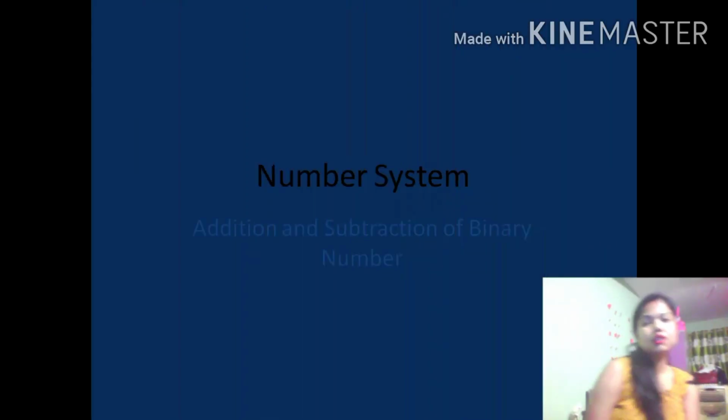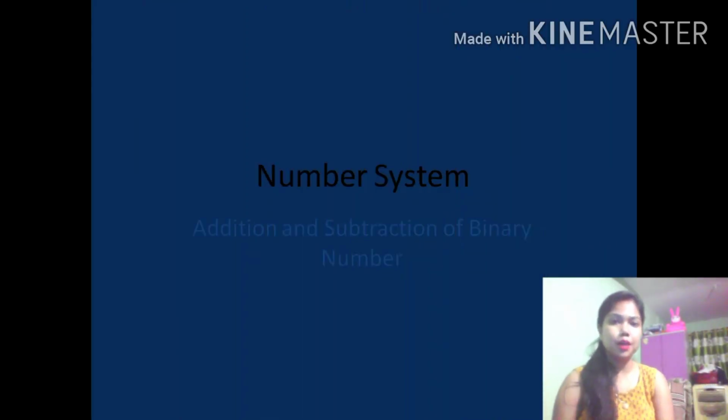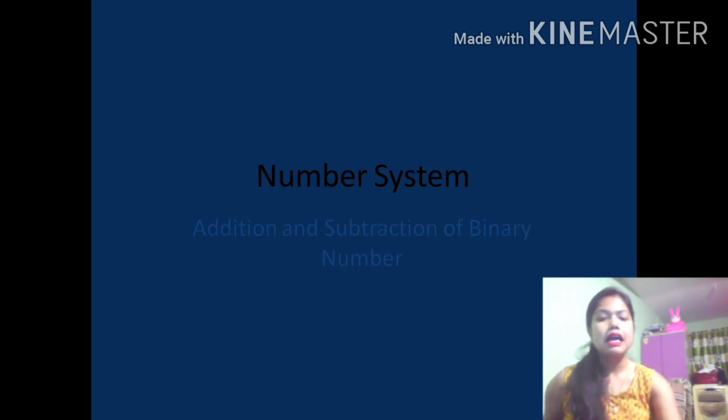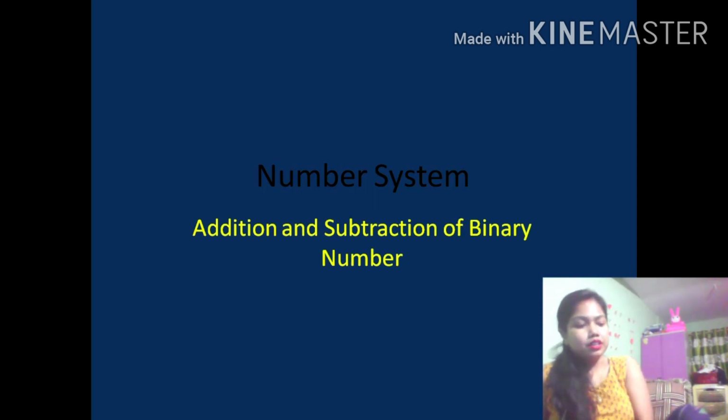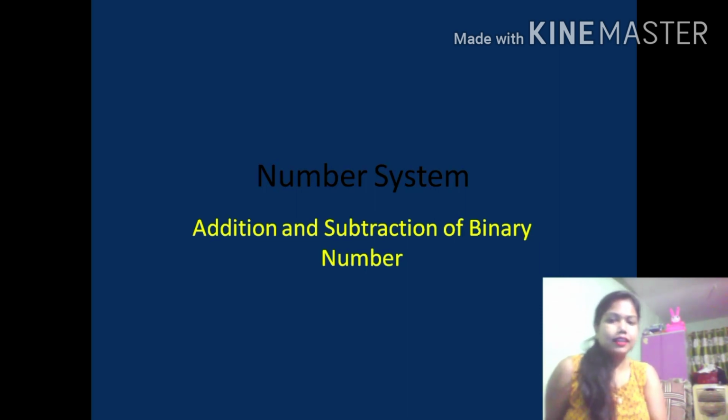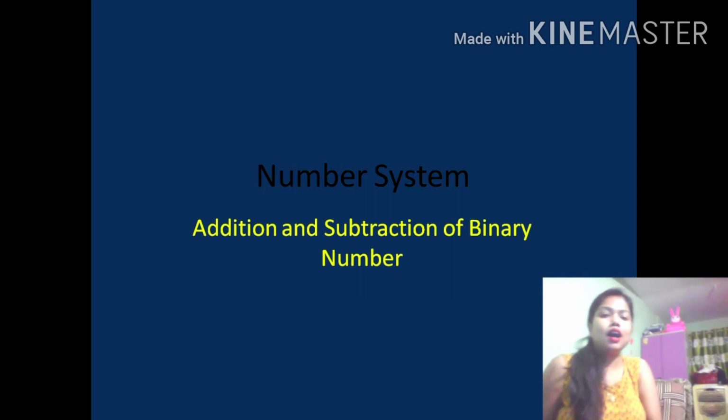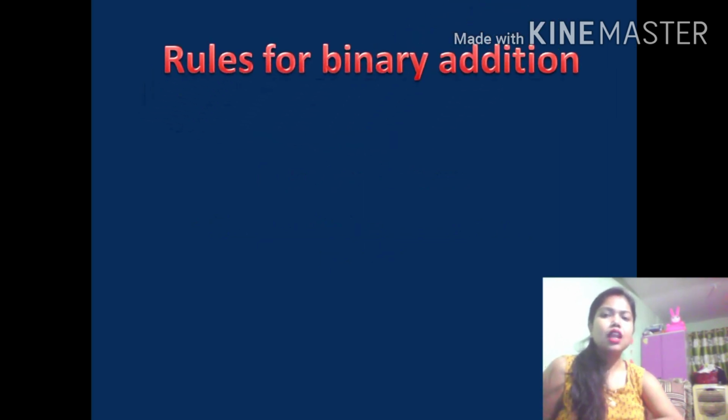Okay students, today again we are doing the same chapter, that is number system, which we have started before, isn't it? And in the number system chapter, today we will do addition and subtraction of binary numbers. Before this we have done conversions, isn't it? And now we will learn how we can add or subtract binary numbers. So let's go to the next page and see the rules for binary addition.